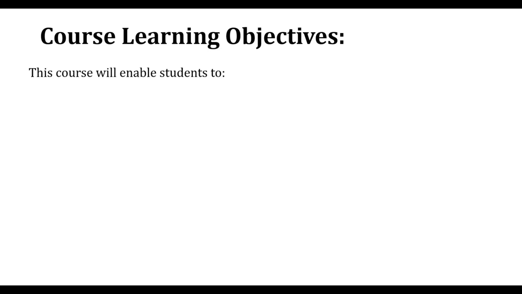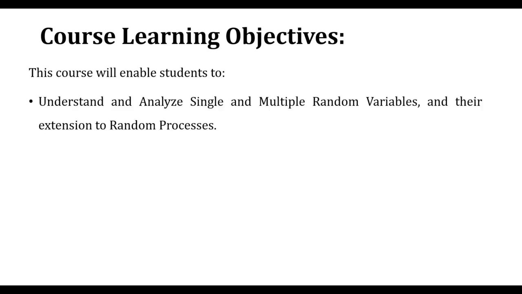We should study this subject because of the first objective: understand and analyze single and multiple random variables and their extension to the random process. So the first objective of this course is you will know what you mean by a single random variable, multiple random variables, then what you mean by a random process.